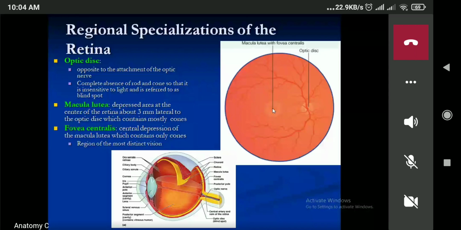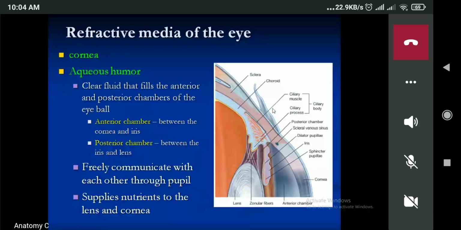The next one is the refractive media of the eye. Now the refractive media of the eye: when the light passes through the cornea, it will pass through the aqueous chamber or anterior chamber, aqueous humor. Then it will pass through the pupil, pass through the posterior chamber, and pass through the lens. So you have to know about the cornea, then aqueous humor, then the lens. Our cornea is the transparent structure which is present in the anterior 1/6 part of the outermost layer of the eyeball. This is the cornea. The next one is the aqueous humor.